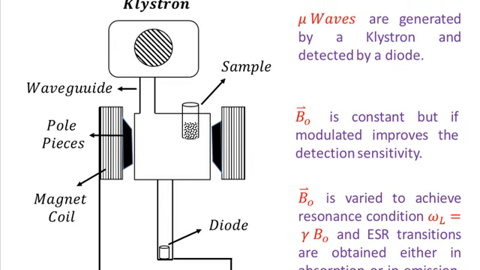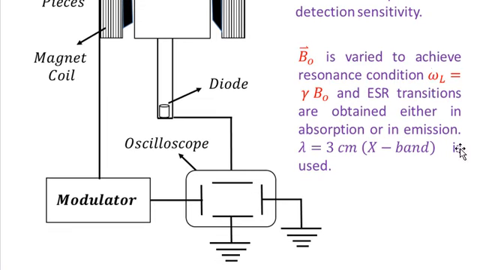So let me go through some paragraphs. Microwaves are generated by a klystron and detected by a diode. B naught is constant, but if modulated, improves the detection sensitivity. B naught is varied to achieve the resonance condition omega L, that is, the precessional motion or the Larmor frequency in the sample should match this condition, which is gamma B naught. And you know that this is the resonance condition.